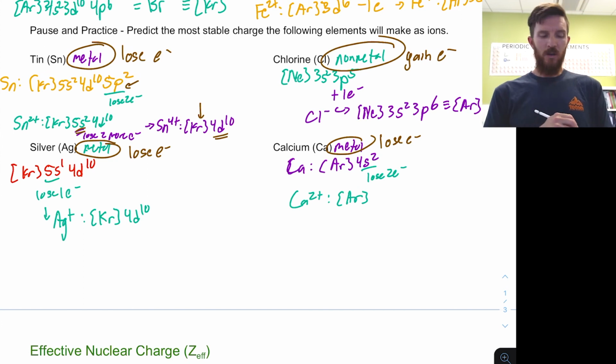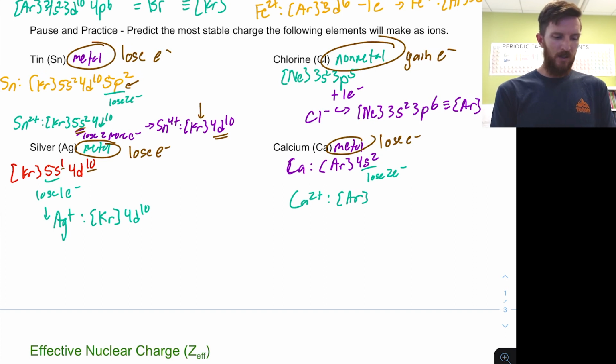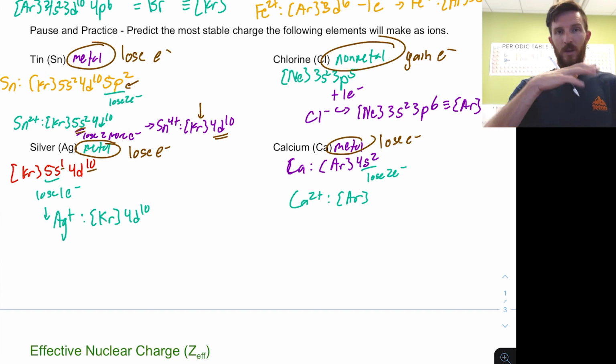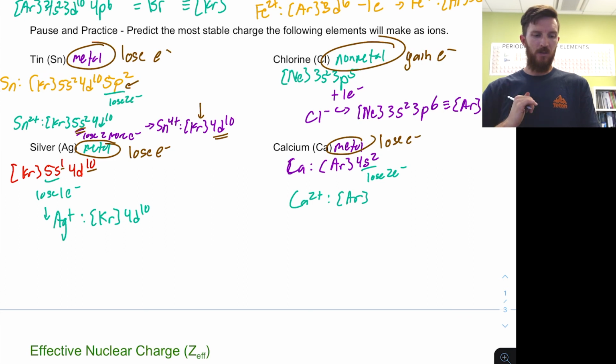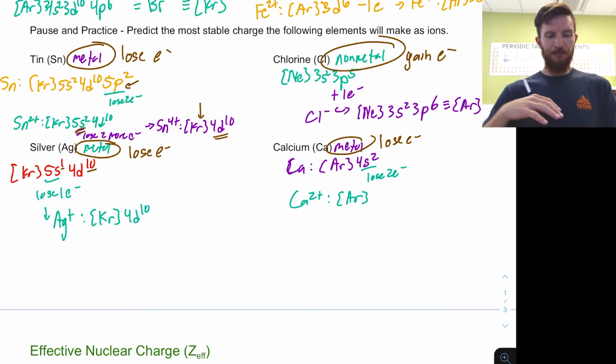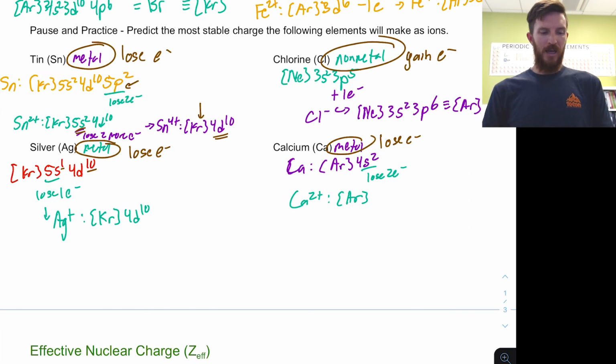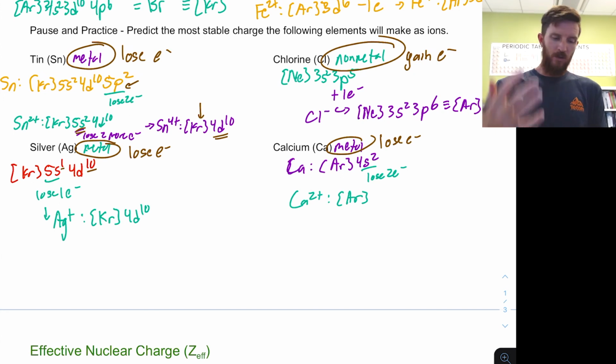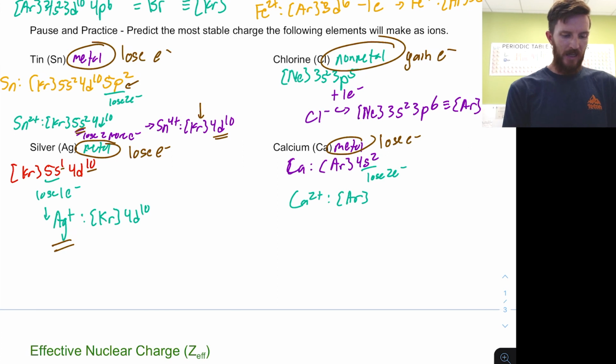Then we go to silver. Silver's electron configuration is one of those weird ones where one of the electrons that would have been in the 5s orbital is actually in the 4d. That one electron makes it so that it has a full d subshell. So it only has one valence electron. It loses that one valence electron, and it gives us a silver plus.